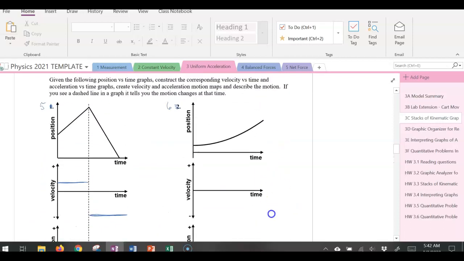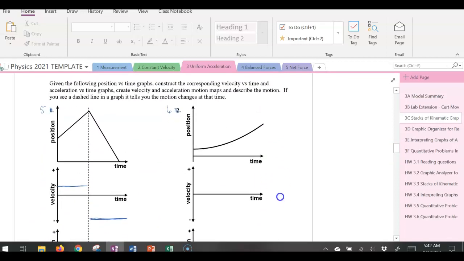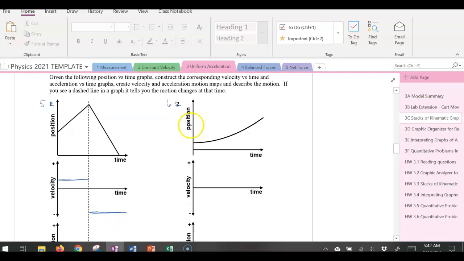Okay, let's do the next one. So here they're giving me again the position versus time graph, and I can see it's not linear. It starts out, and I like to put little tangent lines. So at the beginning, the tangent line is fairly horizontal, but at the end, the tangent line has a fairly steep slope.